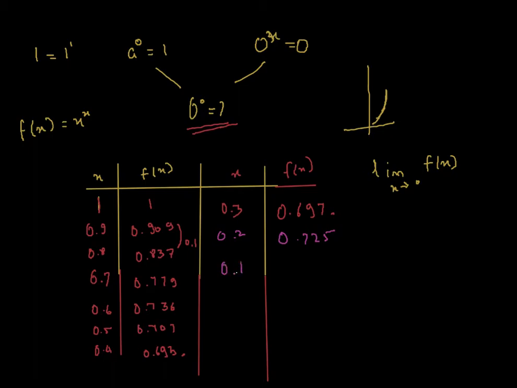So let's just do 0.1. What is 0.1 raised to 0.1? It is 0.7943. So it is 0.794. As you can see, the values are increasing rapidly now. Let's go deeper into it. Let's increase the accuracy. So 0.09. What is 0.09 raised to 0.09?